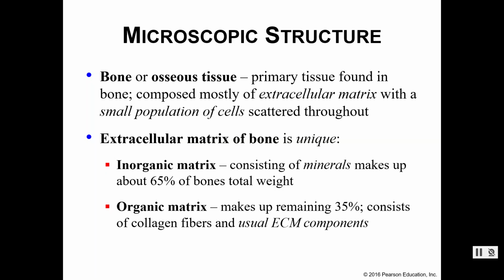Keep in mind, organic, anything, we have carbons and hydrogens involved. Inorganic, anything, we do not have the carbon-hydrogen bonds that you find in organic substances. So that's the big difference there. Your inorganic matrix, that is the minerals that you are most familiar with, including the calcium. That's about 65% of the bone's total weight. The other 35% is the organic matrix itself, and a lot of this comes from collagen fibers, and then the normal extracellular matrix components that we have mentioned way back in the histology recordings.